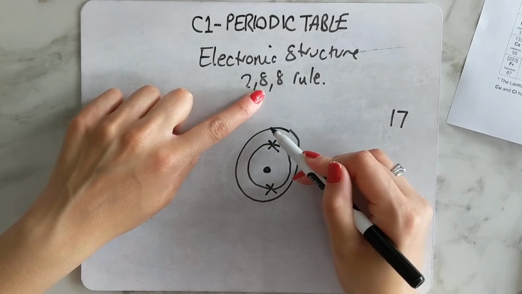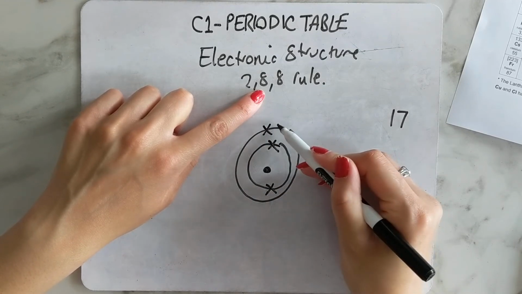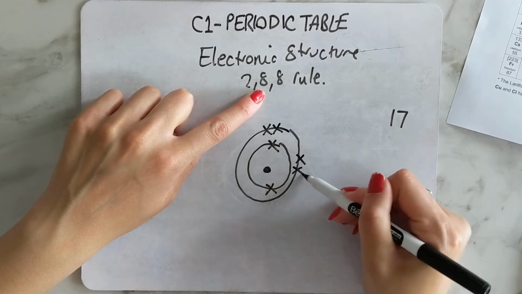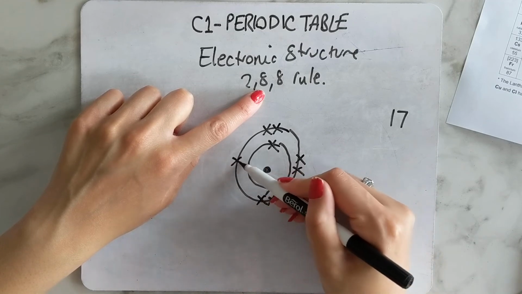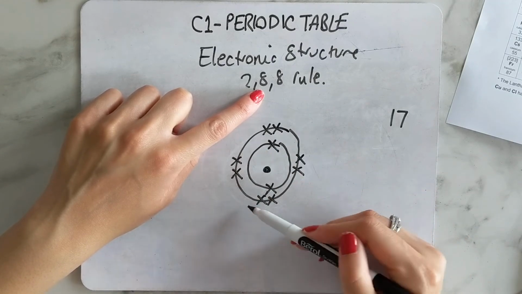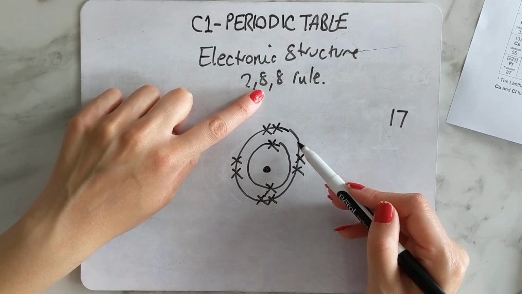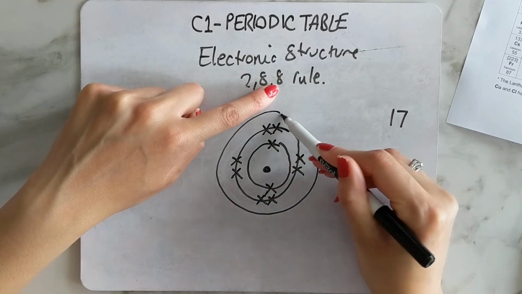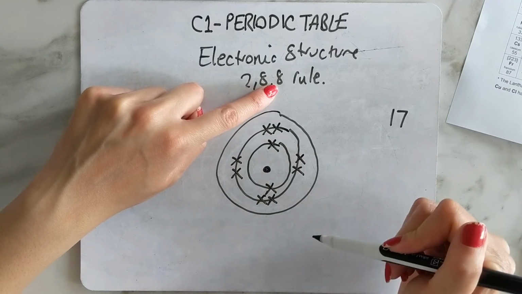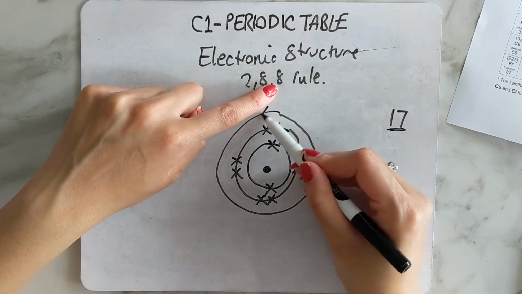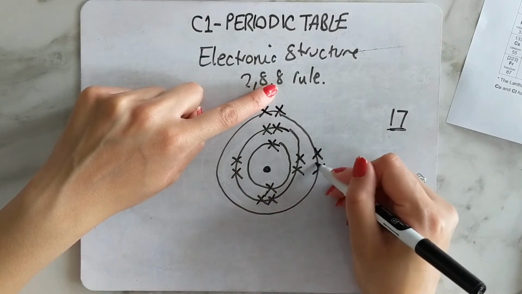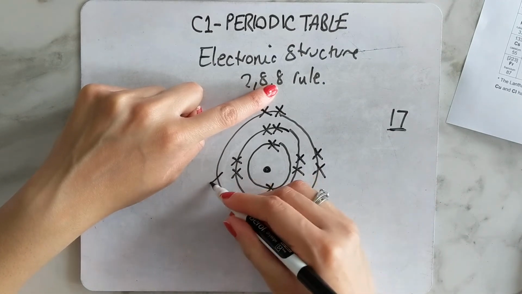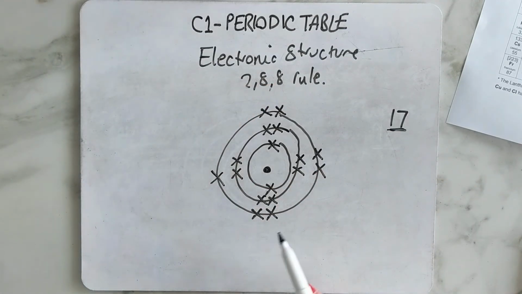So I'm still trying to get to 17. So I've already got 2, 3, 4, 5, 6, 7, 8, 9, 10. I've got 8 in this second shell now. I can't get any more in, so I've got to go to the third shell. So I've got to 10, I still need 7 more. So 1, 2, 3, 4, 5, 6, 7. And that's it. That is the electronic structure for chlorine.